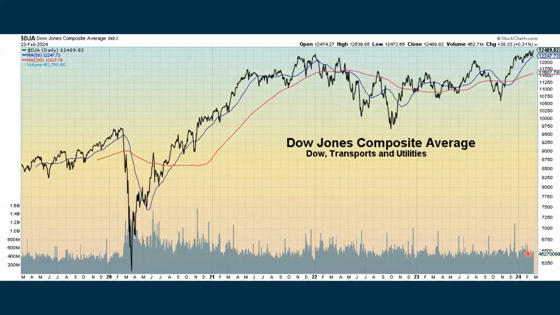This is the Dow Jones Composite Average, where we take the Dow, the transports, and the utilities and put them together. This is in an uptrend. Now, most of this strength is coming from the Dow. The transports aren't doing all that well, and the utilities are actually in a downtrend. So the fact that this is in an uptrend is really attributed to the Dow itself.